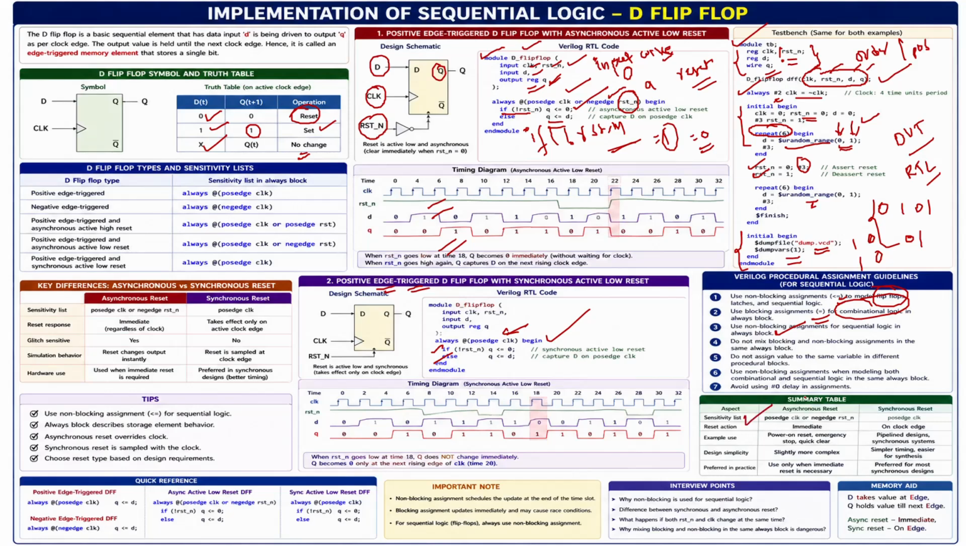And then the sensitivity list. An asynchronous reset means posedge clock or negedge reset we are using. Synchronous reset means only posedge clock we are using. The reset action is immediate with asynchronous reset, while with synchronous it depends upon the clock edge. Because asynchronous reset operates based on the reset condition, and here we execute based on the clock edge.